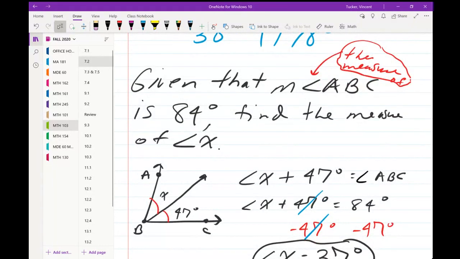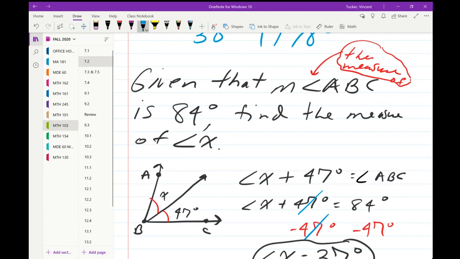Next example, given that, and whenever you have an M sitting in front of this symbol, it looks like angle, that just means the measure of angle ABC.